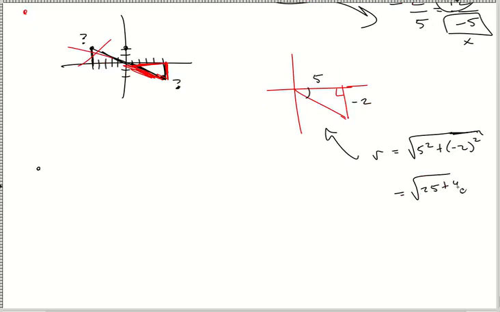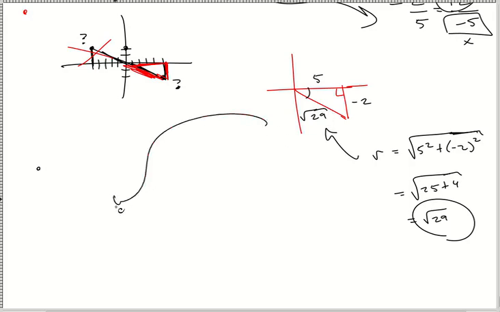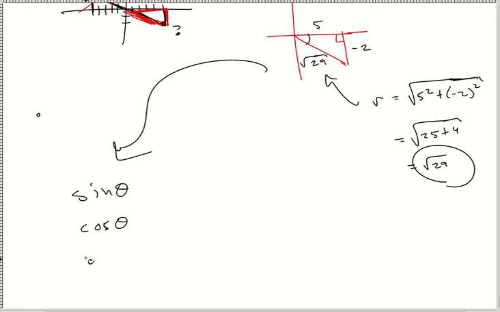25 plus the 4 square root 29, which I do not think actually reduces. So we're just stuck with that. That's fine. Okay, given that I have this, now find the sine, find the cosine, find the tangent.